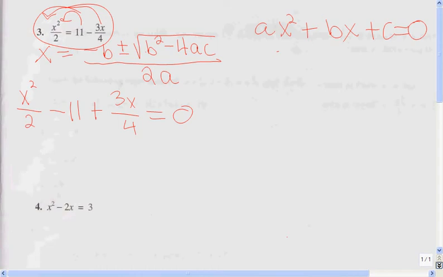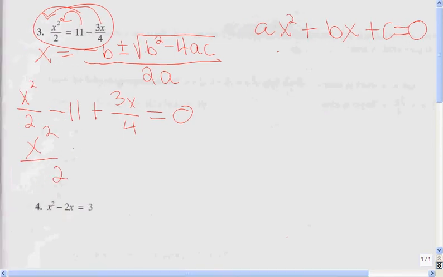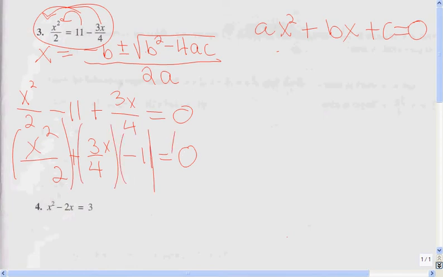Now I'm going to write it in the correct order. The 3x should be before the negative 11. So what I get is x squared over 2 plus 3x over 4 minus 11 equals 0. Now still, to be able to use the quadratic formula, I can't have a fraction in my equation. So I'm going to get rid of my fraction by finding the common denominator and then multiplying all the terms by it. The common denominator here is 4 because 2 is a factor of 4. So I'll multiply every term by 4.